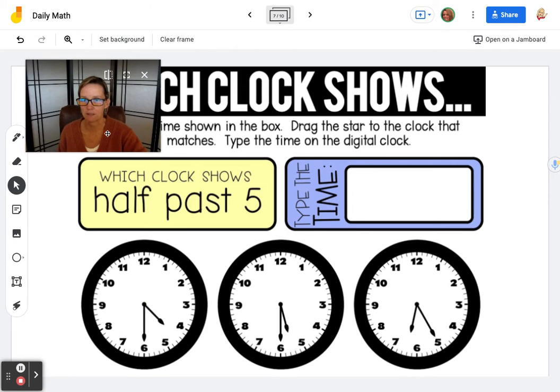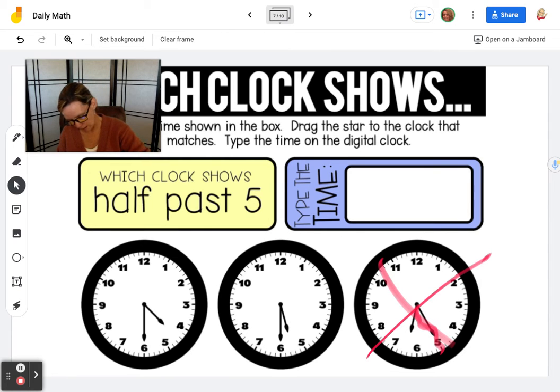See if I can stick myself up there. There we go. All right, so let's take a look. This says, which clock shows half past 5? Well, when we're looking at half past, remember that's when it's half of the clock. So we want to find the minute hand that is half of the clock. Well, this minute hand is on the 5, so we know this one cannot be it. These two both have a minute hand on the 6, which is half past. But now we're looking for half past 5, which is the hour.